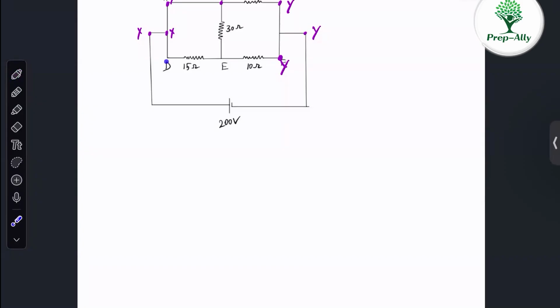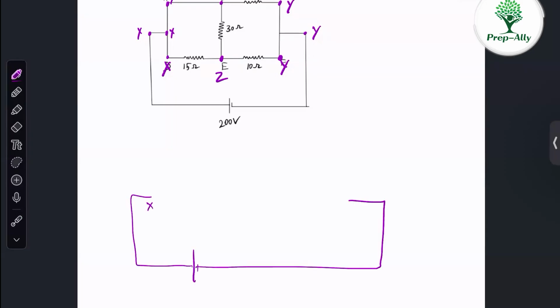So you can see now all these points are at potential X. The only point which is left is some new point. This will not be at the same potential as X or Y because in between there is a resistor. Some potential will drop across the resistor. This will be some new point Z. Now redrawing this circuit by connecting the battery between point X and point Y.